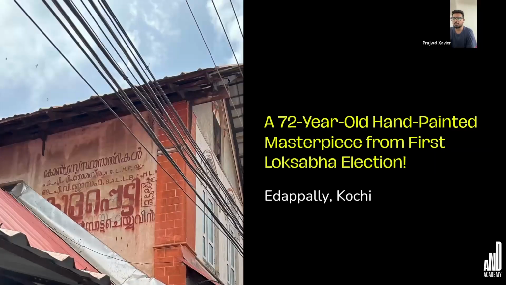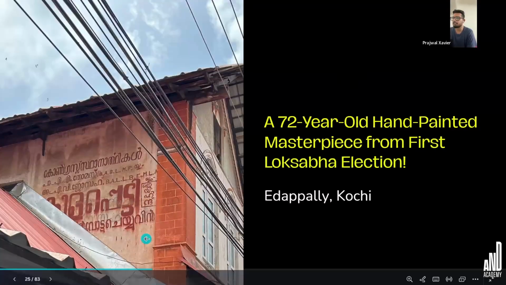And this is also a very old, 72-year-old hand painted signage from Kerala, and this is from the first Lok Sabha election in India. In Kerala, political campaigns are one of the major things for this typographic hunt. Because here the political hand painted signage is very crazy, very bright and very colorful. This is from the year of the first Lok Sabha election, and this is from the campaign of the Congress party.